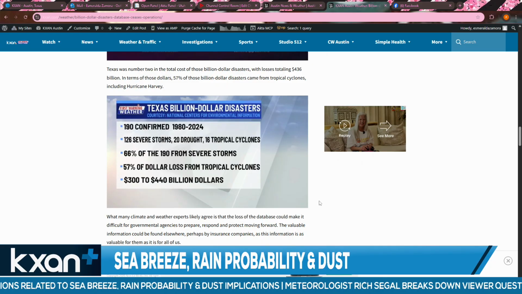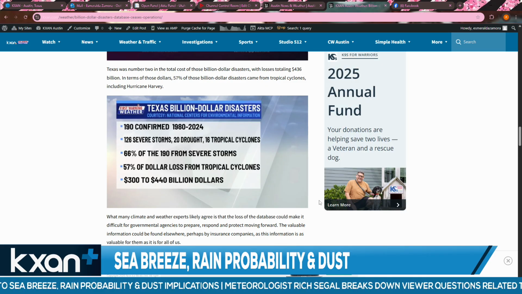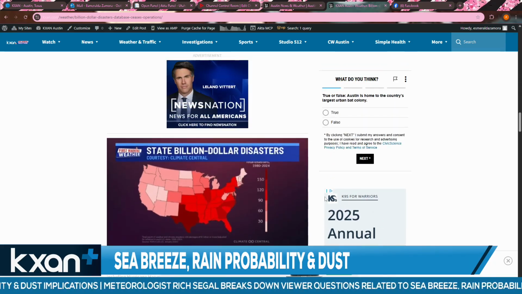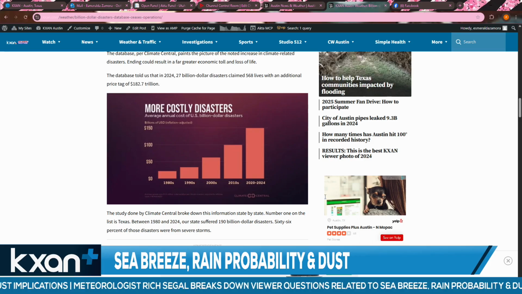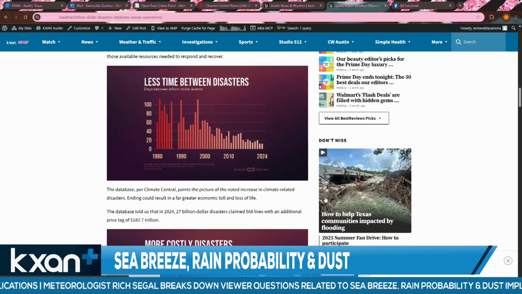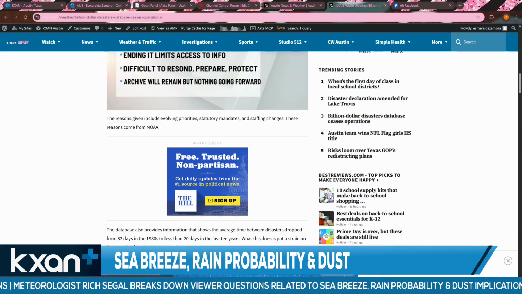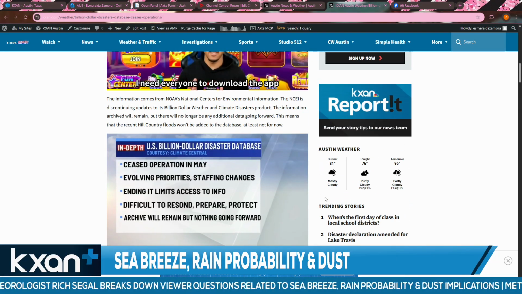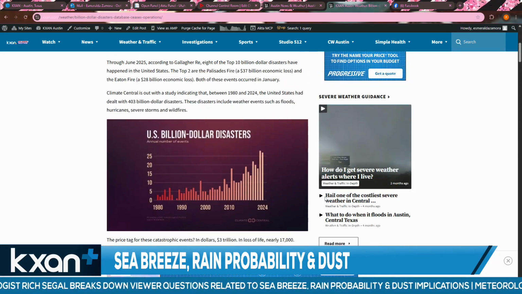So in other words, here in 2025, we've already had about 20 of these billion-dollar disasters, at least 20. Most of them have been in the United States, and the top two were the Palisades Fire and the Eaton Fire out in California. But they won't be on any future databases because the database will have ended in 2024 unless it's resurrected somewhere down the line. The flood situation that we had in the Hill Country will not be on a future database unless a different organization provides this information. But for now, NOAA's database is not going to have this information and not going to update it any further.